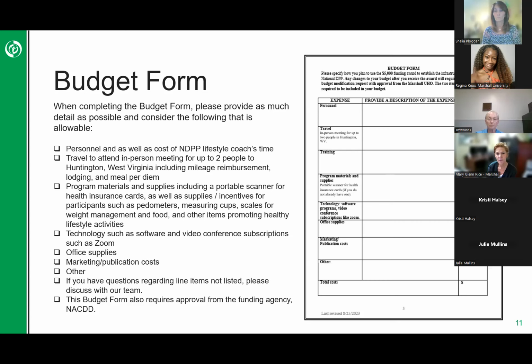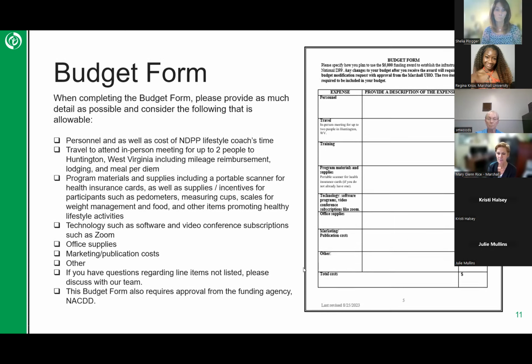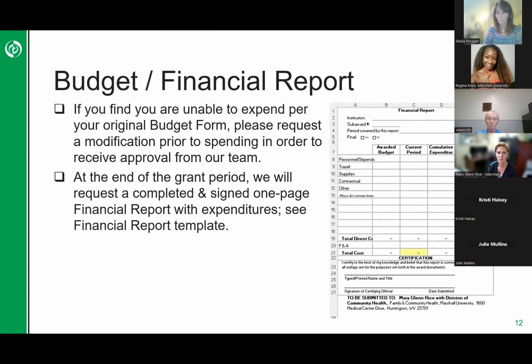And then, after you complete the budget and submit it and you're approved, we do have to obtain approval from our funding agency, the National Association of Chronic Disease Directors, NACDD. So we would be confirming that.